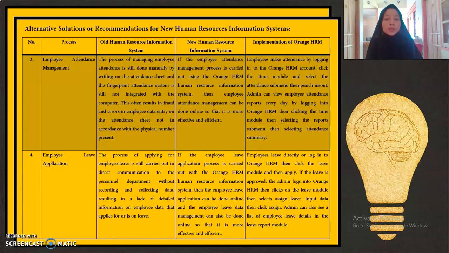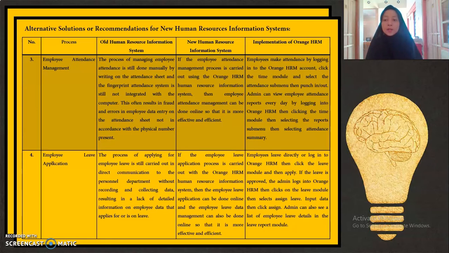Admin can view the employee attendance report every day by logging into Orange HRM, then clicking the Time module, then selecting the Reports submenu, then selecting Attendance Summary.